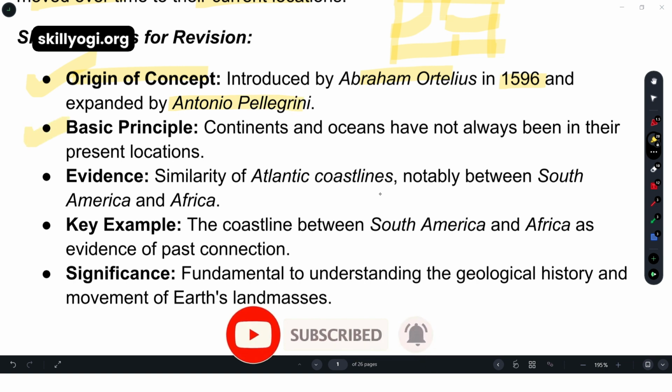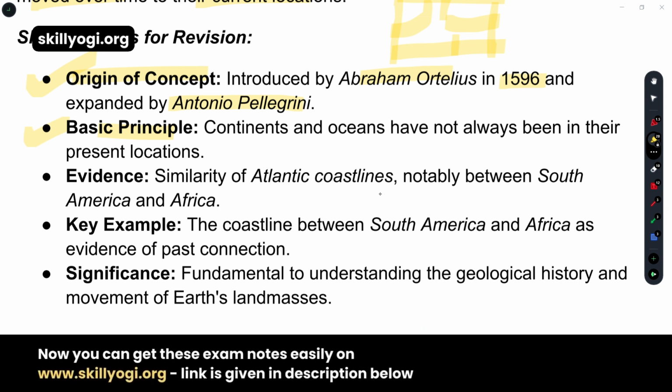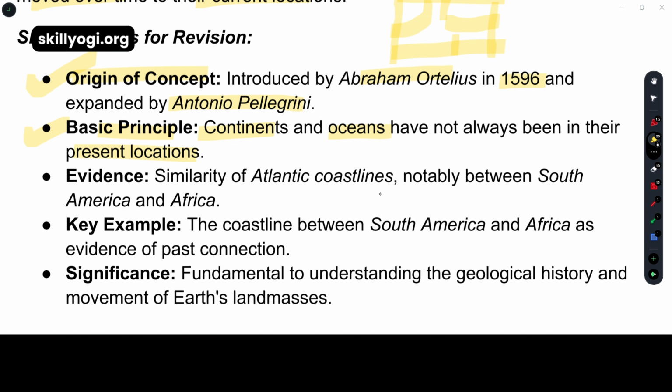Come to the next part, the basic principle. What is the basic summary of the theory? That the continents and the oceans have not always been in their present locations. That means the continents and oceans now lie in places where they were not located in the past.